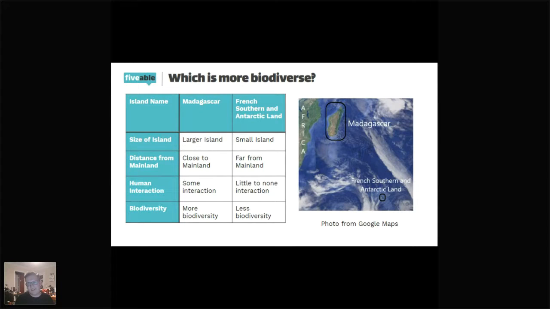And the French land, small island, not many resources. We do see a lot of evolution here, so that's important. All these organisms are competing for the little resources that are on this island. Little to no interaction, and ultimately it has less biodiversity. So any questions? Next, we're going to go into an example to see how this works out on two different islands. So any questions you guys have, just let me know in the chat.